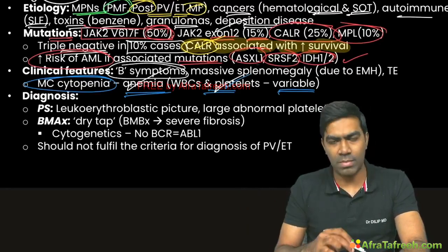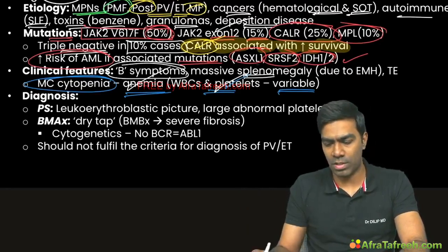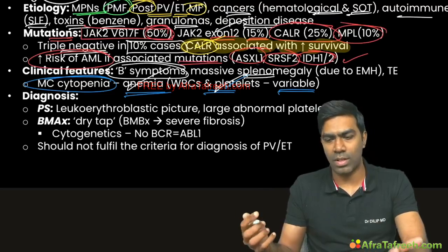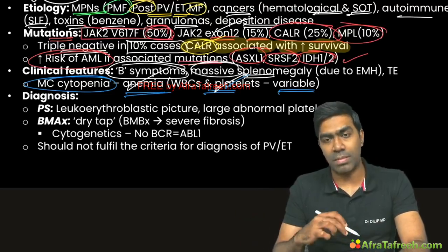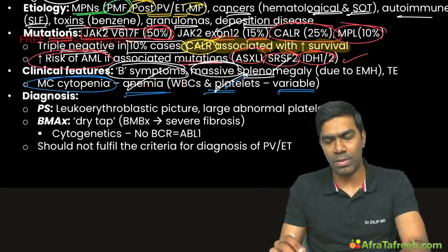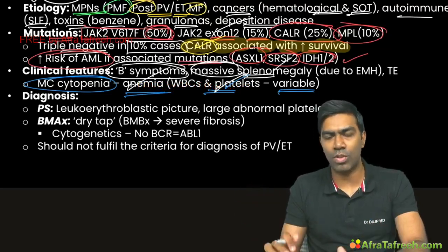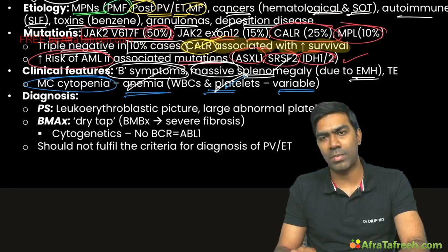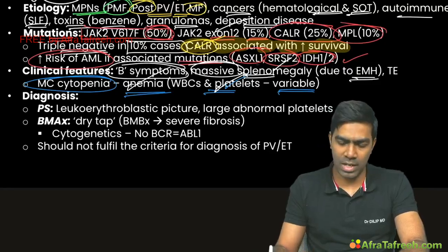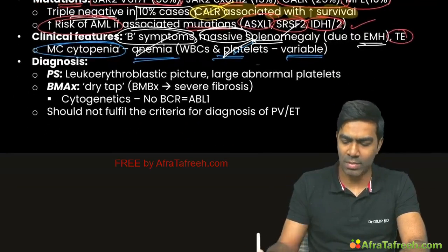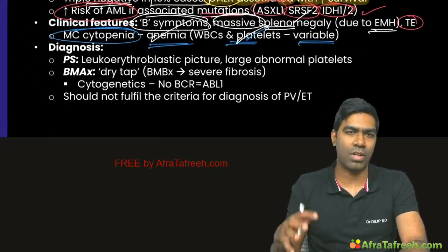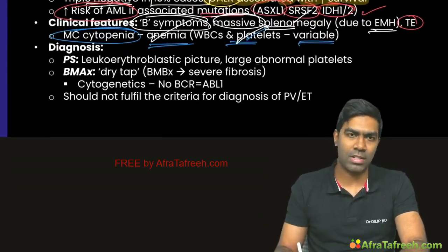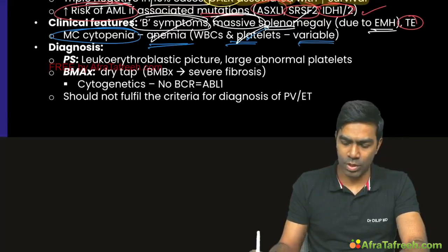Patients can have B symptoms also because of the tumor cell turnover, and patients can have massive hepatosplenomegaly. So most of the time, splenomegaly will be moderate to massive. This is something I told you already, and this is probably due to extramedullary hematopoiesis. And patients can develop thromboembolic manifestations as well, albeit lesser in frequency compared to that of your polycythemia vera and essential thrombocytosis. How we are going to arrive at a diagnosis?